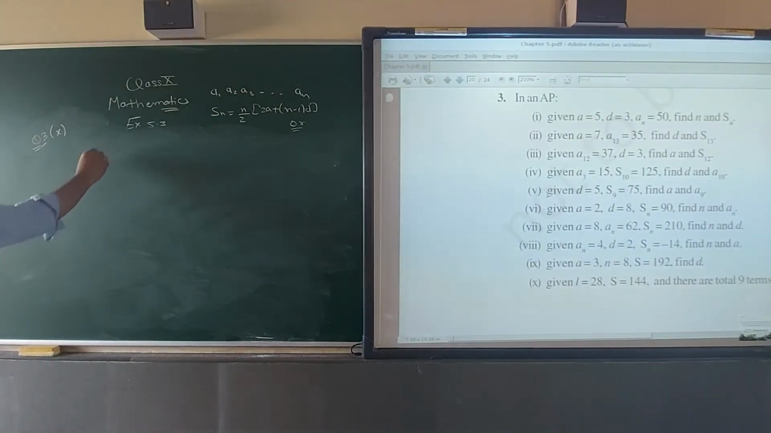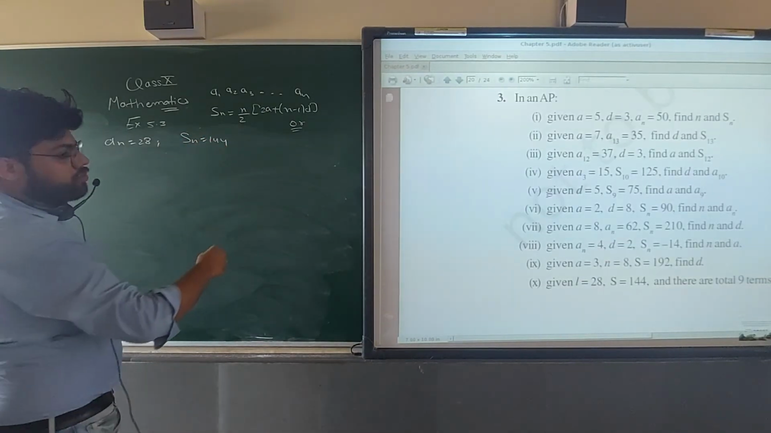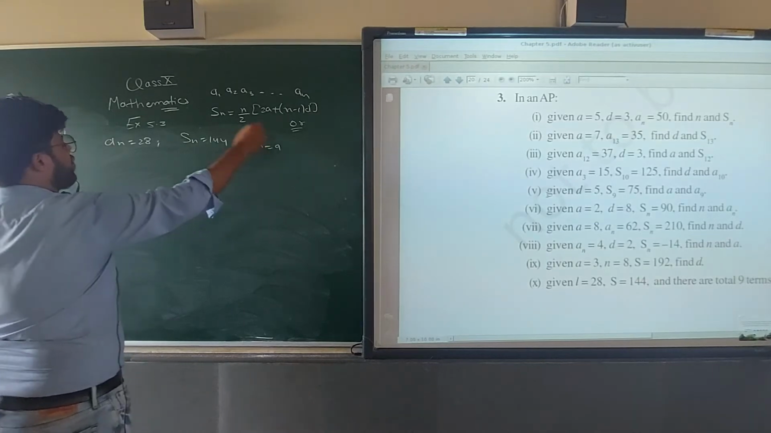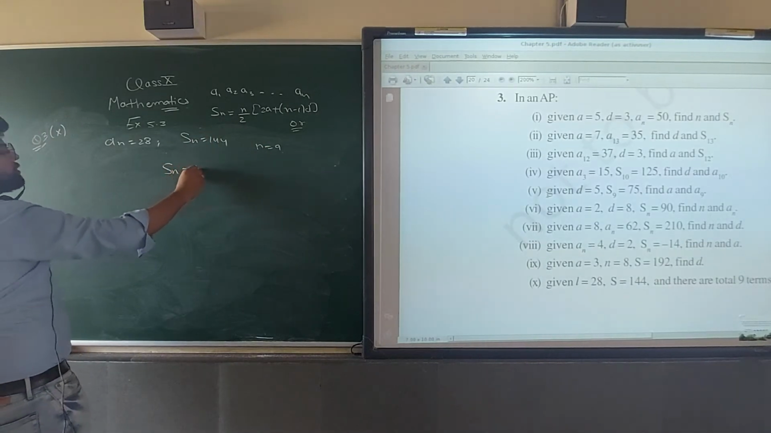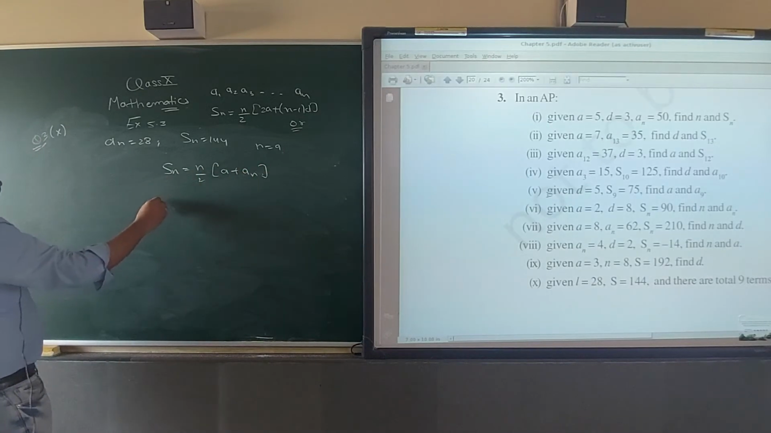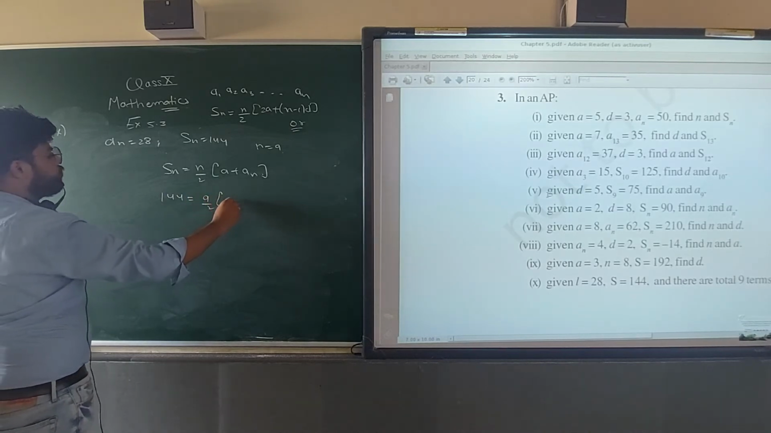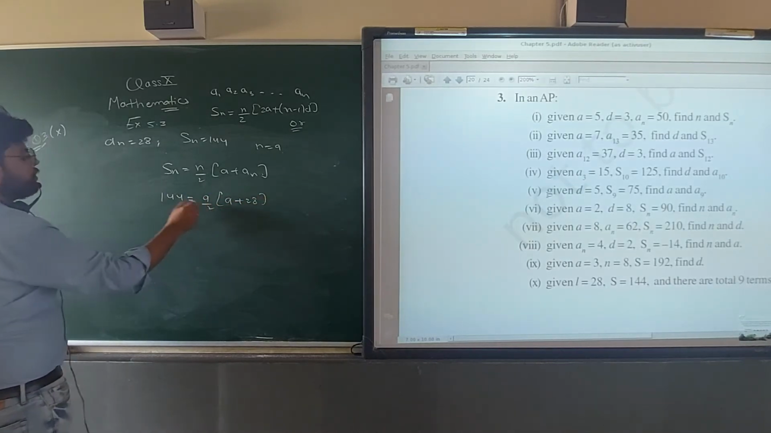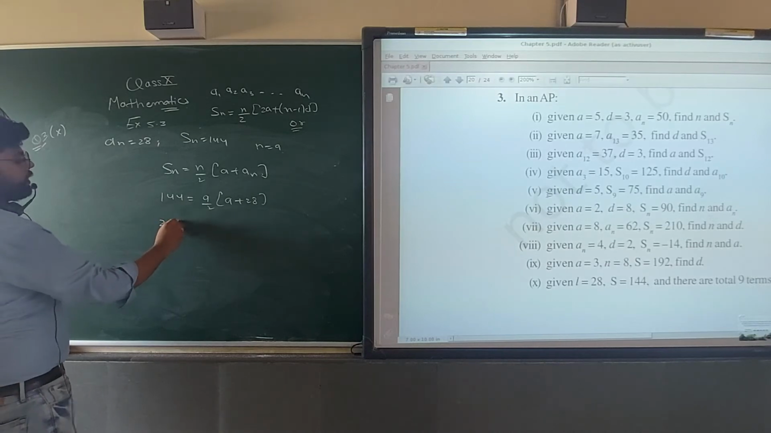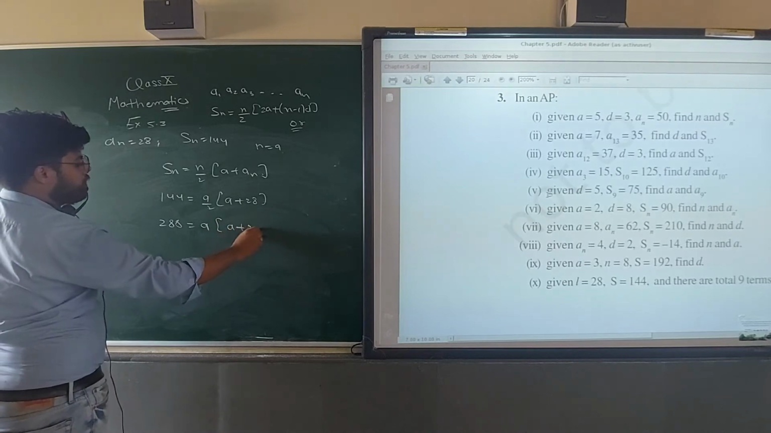Tenth one, an is 28 and Sn is 144 and there are total 9 terms. n will be what? 9. Find a. So simple, apply the formula of Sn, n by 2 (a plus an). Sn value is 144, n value is 9 upon 2. a we have to find, an is 28. It will be multiplied here, 288 is equal to 9 (a plus 28).